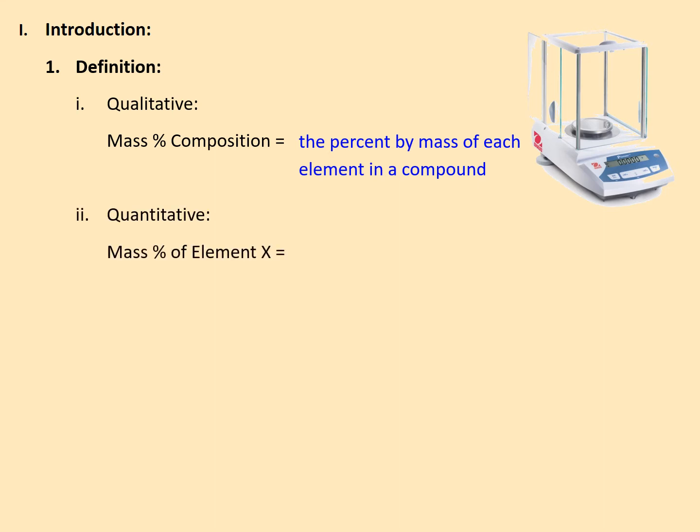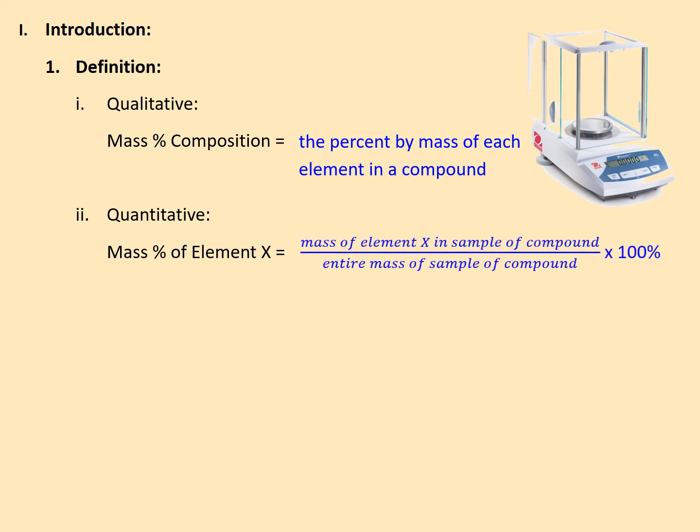We would say that the mass percent of a given element in the compound, let's say element X, is simply the ratio of the mass of element X in the sample of the compound that you have, divided by the total mass of the sample of the compound. And of course, we've got to multiply our answer by 100% to convert our decimal or fraction into a percent.